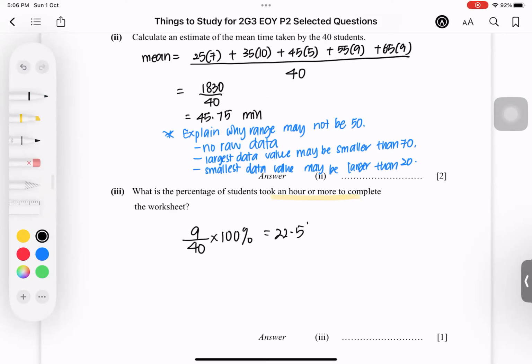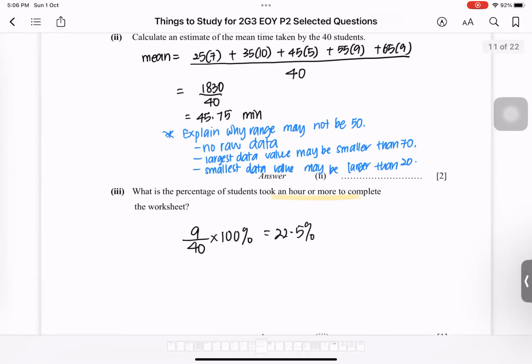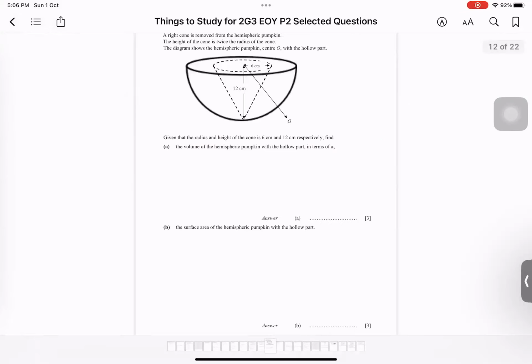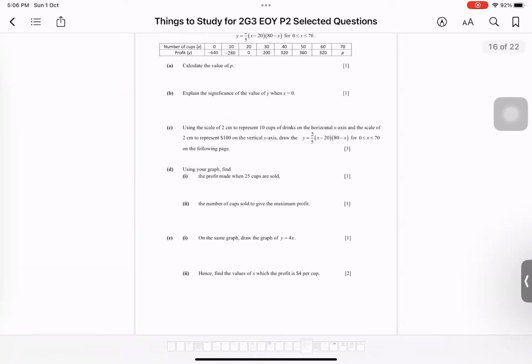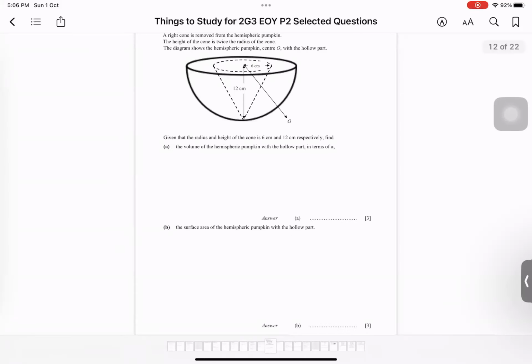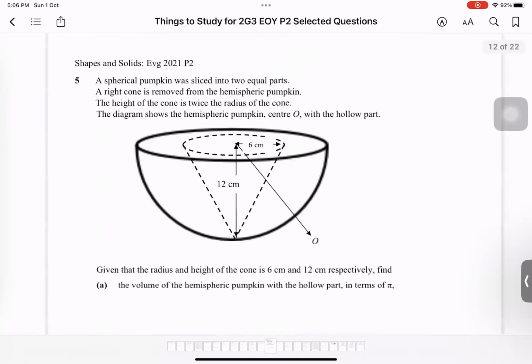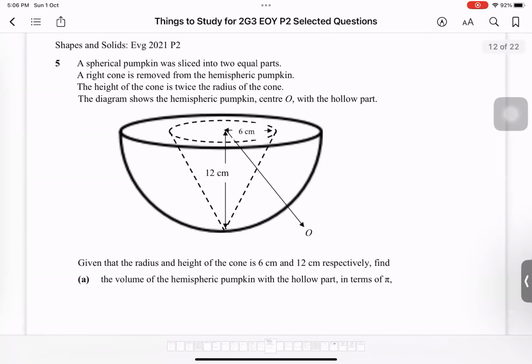Okay, next question. Let me see. Are there any other statistics numbers to go through? Okay, no more already. All right, so for the next question, I'll go through the one on different solid shapes.